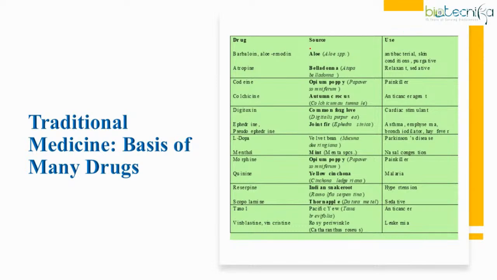There could probably be a problem in remembering what the source is over here, but you should always focus on what the drug is and what its use is. So atropine, it is considered to be a relaxant or we can say a sedative. Codeine, it's a painkiller. Colchicine, it's an anti-cancer agent. Digitoxin, it's a cardiac stimulant. In fact, the source is also digitalis. So you can remember it that way.